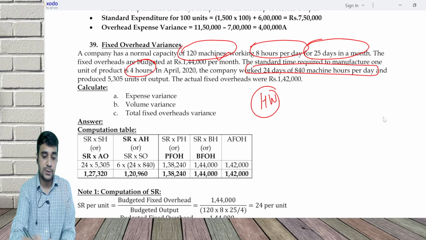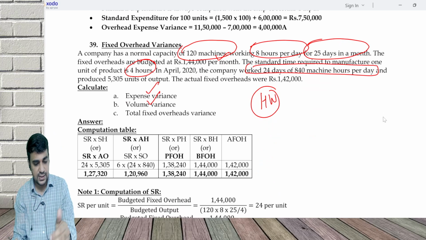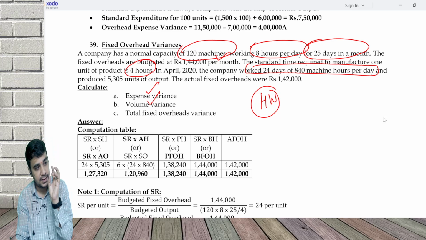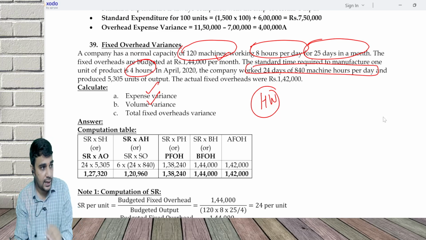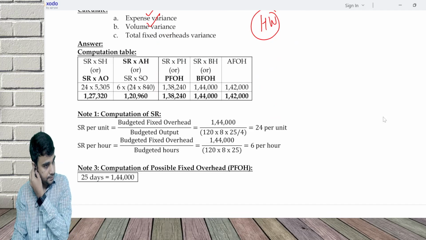They have asked for expense variance and volume variance. They have not asked for the bifurcation. Still, I have ended up doing all of it in the solution, but what is needed is only the expense variance and the volume variance. They don't want capacity, efficiency, or calendar. That breakup is not asked in the question. Any doubts on this? Clear?